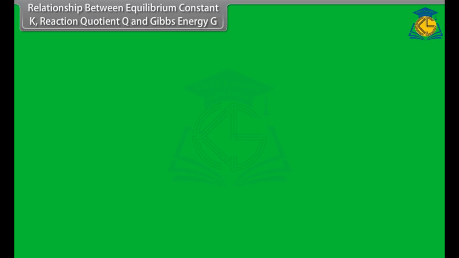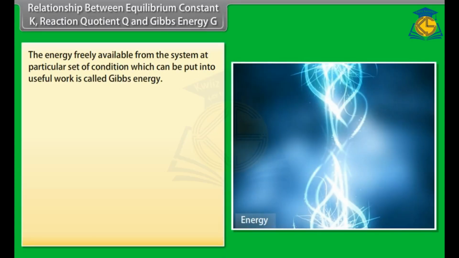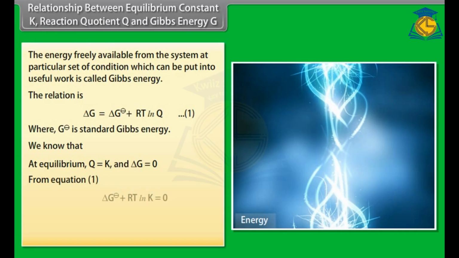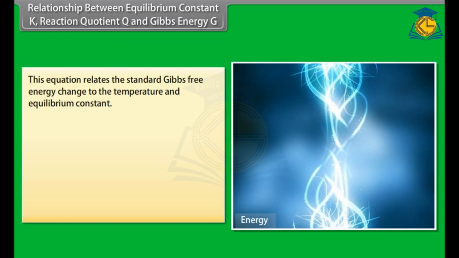Relationship between equilibrium constant K, reaction quotient Q and Gibbs energy G. The energy freely available from the system at a particular set of conditions, which can be put into useful work, is called Gibbs energy. The relation is, name it as equation 1, where ΔG° represents standard Gibbs energy. We know that at equilibrium, Q is equal to K and ΔG is equal to 0 from equation 1. Rearranging gives, this equation relates the standard Gibbs free energy change to the temperature and equilibrium constant.